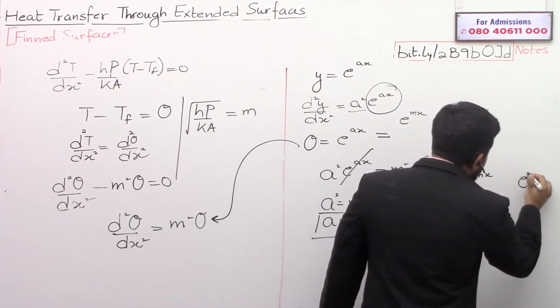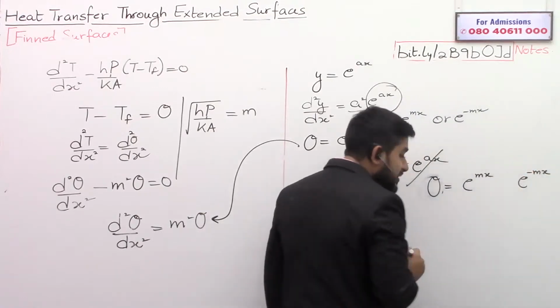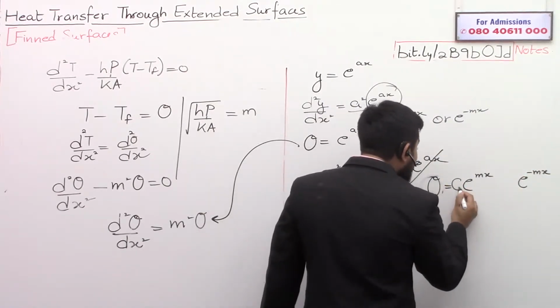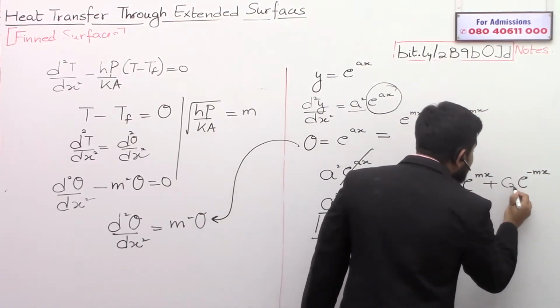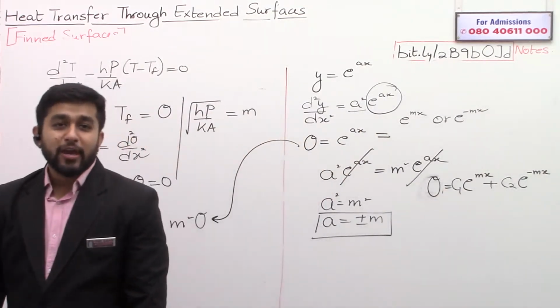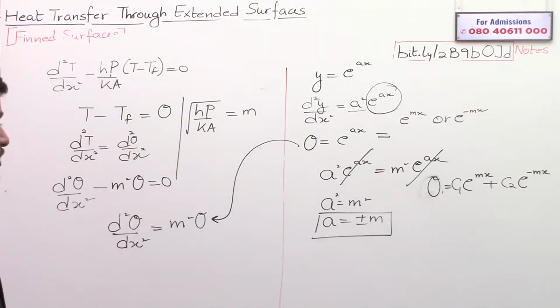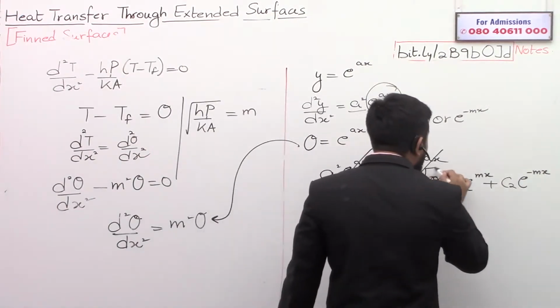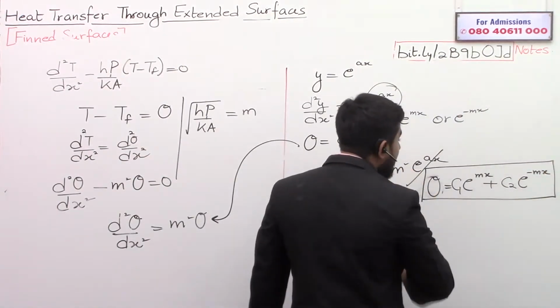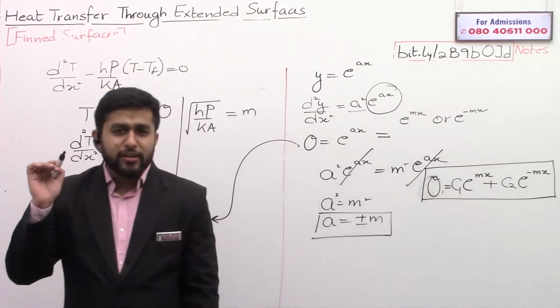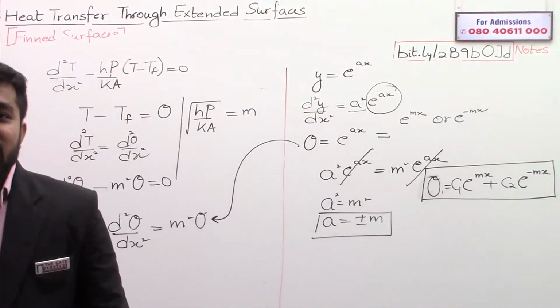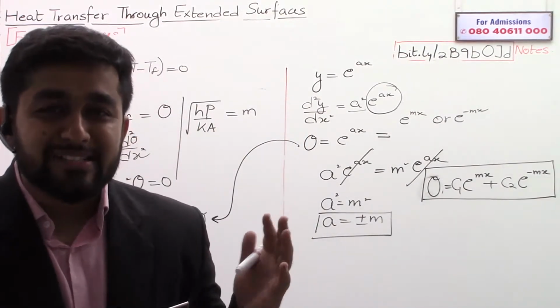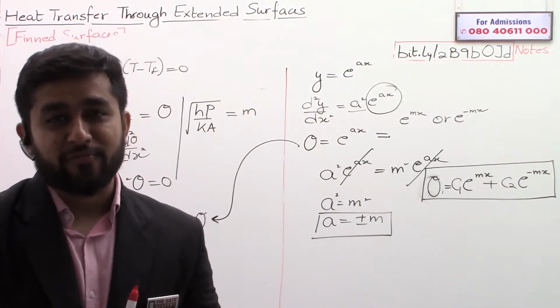Theta is equal to e raised to power minus mx, another solution. Then the final complete solution is the linear sum of the two. So theta is equal to constant c1 e raised to power mx plus constant c2 e raised to power minus mx, where c1, c2 you can call as constants of integration.